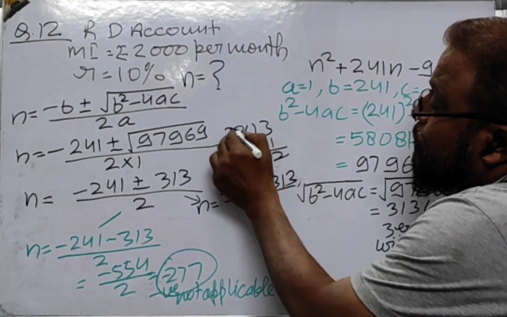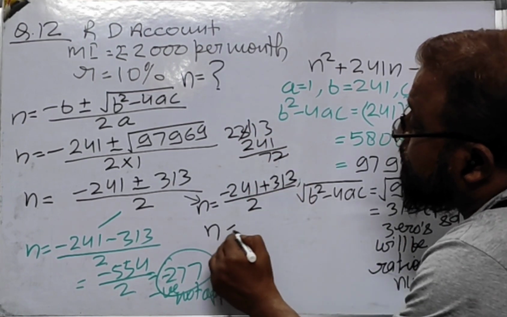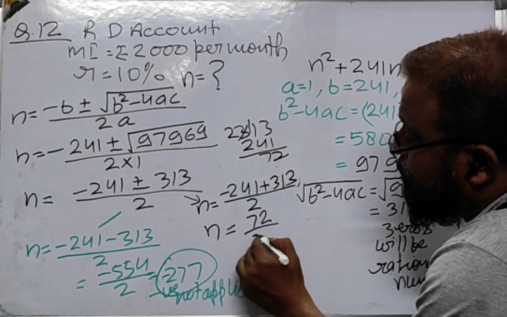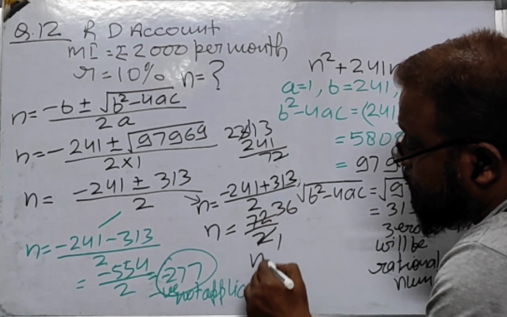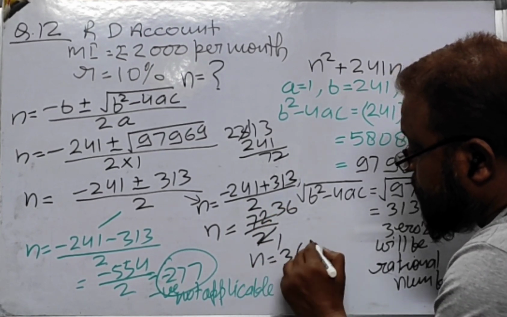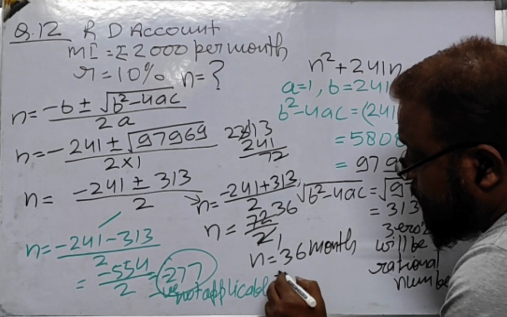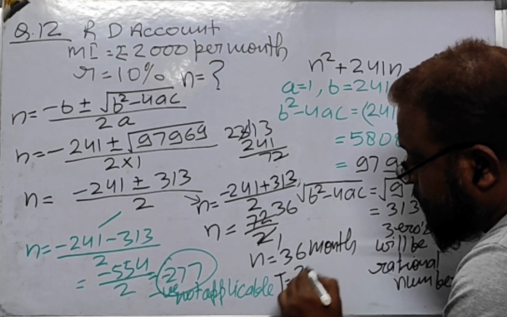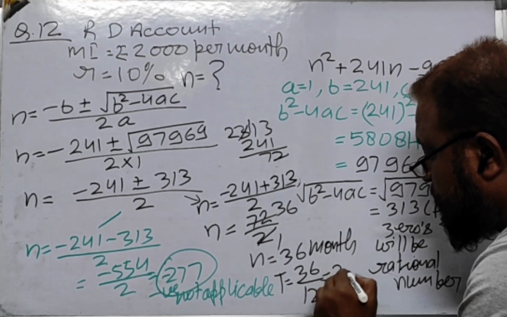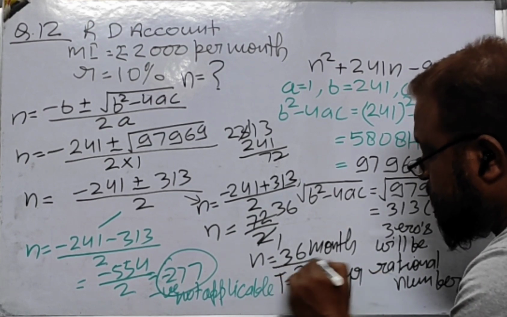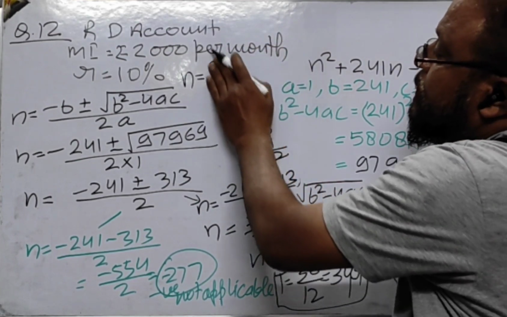2, 2, 11. 11 minus 4 becomes 7. So 72 upon 2 becomes 36. So n is equal to 36 months, right? So time is equal to 36 divided by 12. 12 threes are 36. It becomes 3 years. So that time is 3 years.